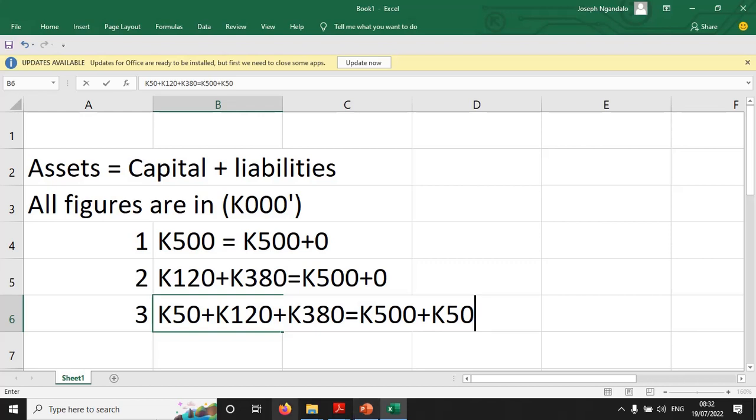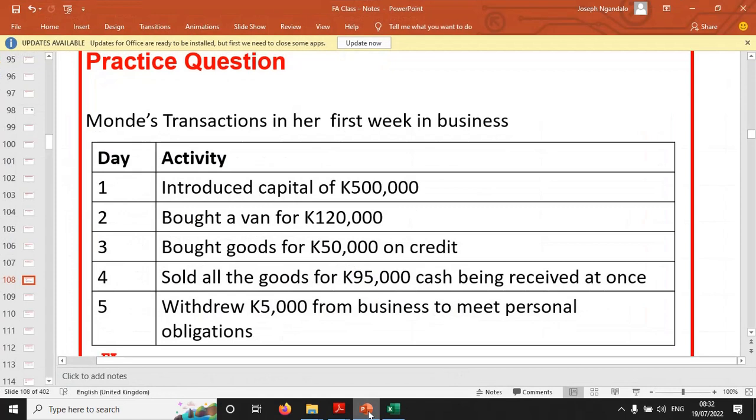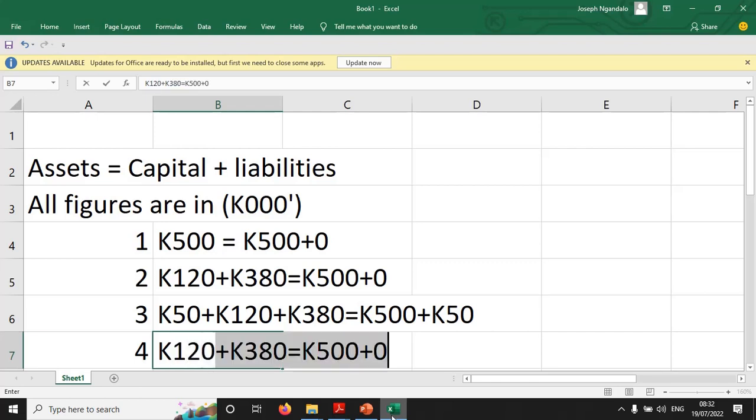Let's follow through. Next. I'm going to be done very soon. Sold all the goods that he bought for how much? 95. Cash being received at once. Can you see that? Yes. So it means where there's a 50, there will be nil, right? But the van remains. And cash being received at once. How much are you going to have when you add 380 plus 95? Use your calculator. 380 plus 95.